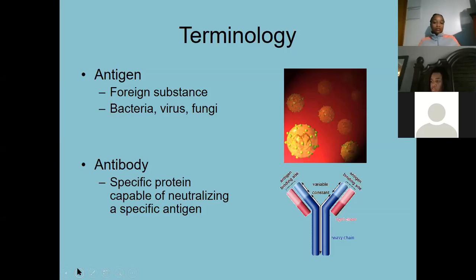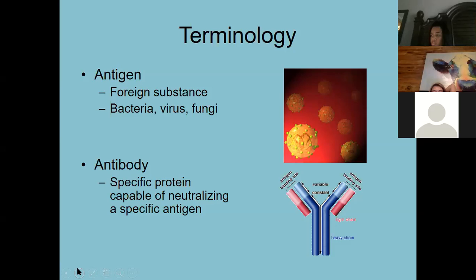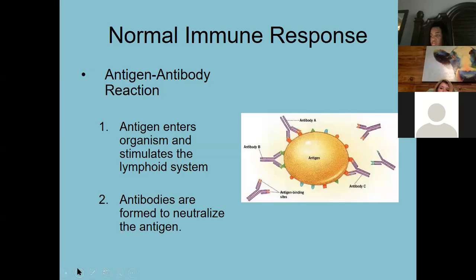Now, if your body can, it will fight off these invaders, these antigens, and it will develop antibodies. And antibodies are specific proteins that can neutralize the antigen. So when we talk about our immune response, we refer to it as the antigen-antibody reaction.